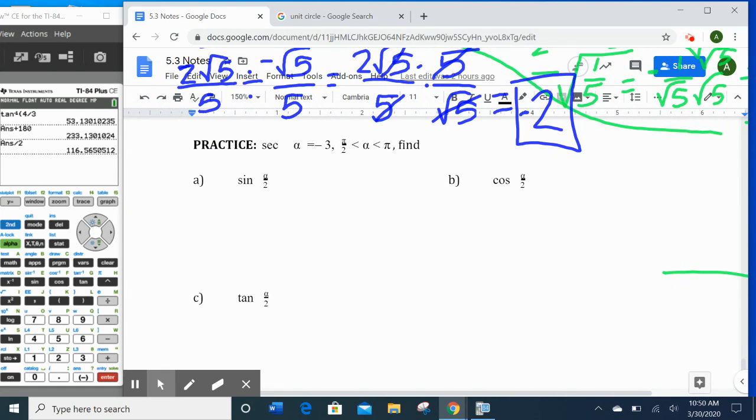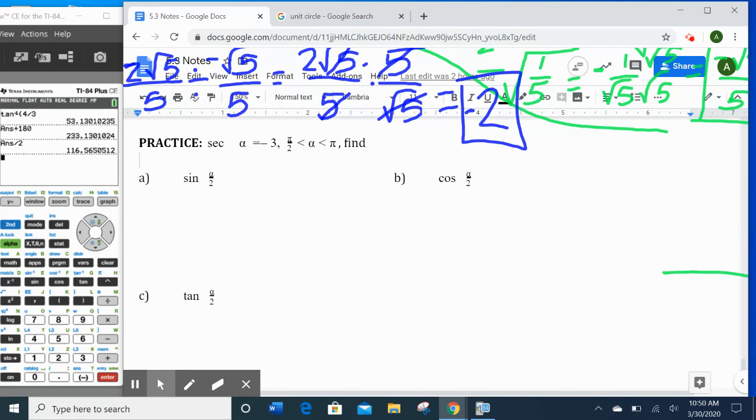Let's try this practice problem. So secant of alpha is equal to negative 3, and alpha is between pi over 2 and pi. So that's just code for what quadrant I'm in. Alpha is between pi over 2 and pi. Well, pi over 2 is right here, pi is right here. So this means alpha is in quadrant 2.